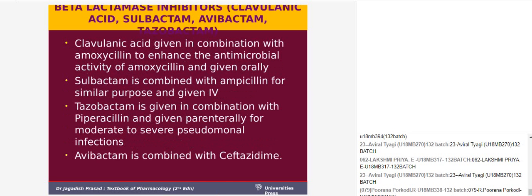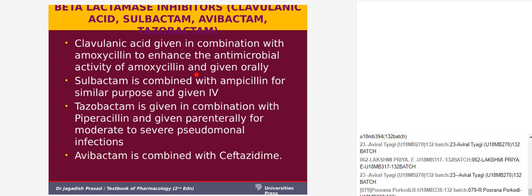Now we are seeing the beta-lactamase inhibitors like clavulanic acid, sulbactam, and tazobactam, which are given in combination. They structurally resemble the beta-lactam molecule. Beta-lactamase inhibitors bind to the beta-lactamase and inactivate it. So co-administration of these drugs with beta-lactams increases the activity of beta-lactams by preventing their enzymatic destruction.